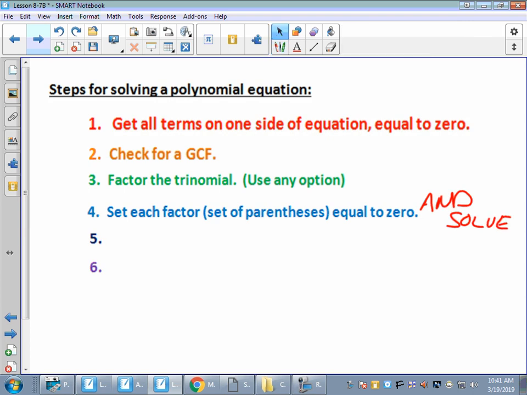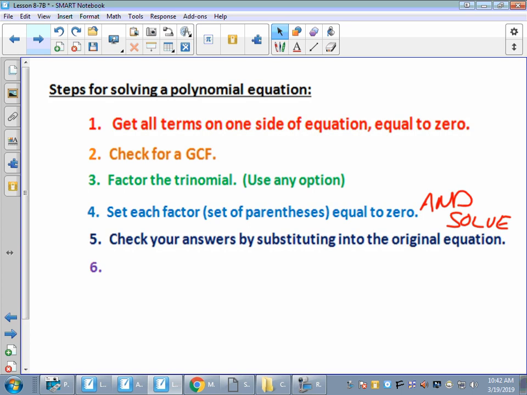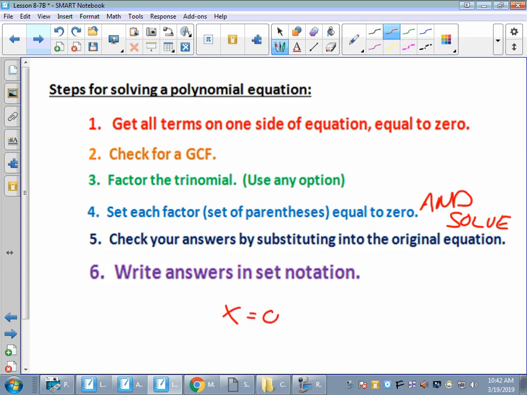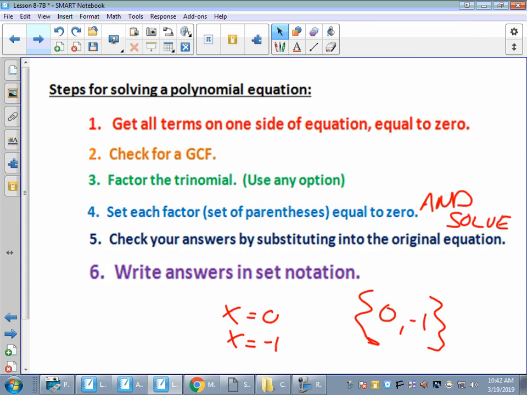Okay, and solve. The next step then would be check your answers by substituting into the original equation. And finally, your answers are written in set notation. So again, let's say you got answers x equals 0 and x equals -1. We're going to put it in set notation, 0, -1. That's really no big deal. It's just pretty easy to do. Once you have your answers, you just put them in the set notation, and you're in good shape.